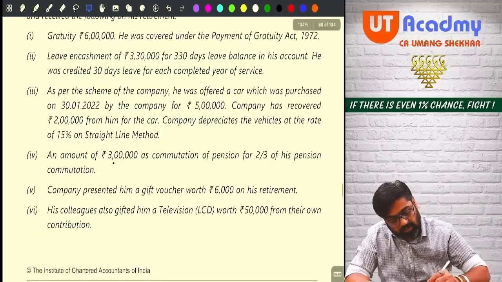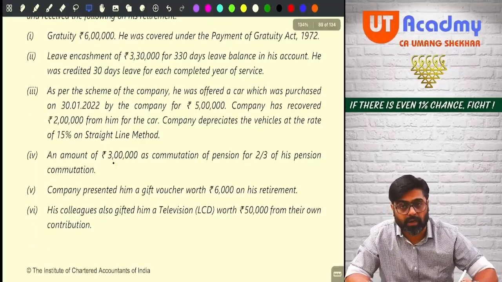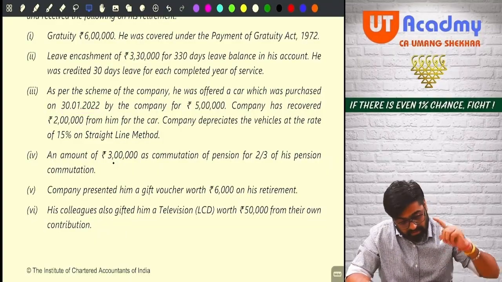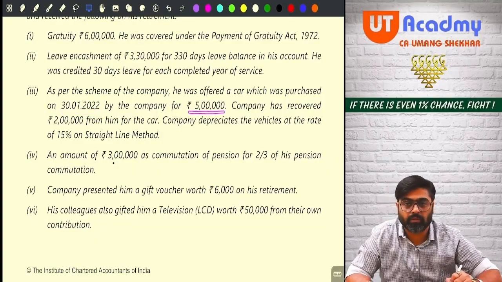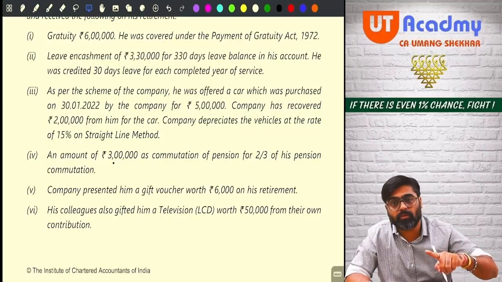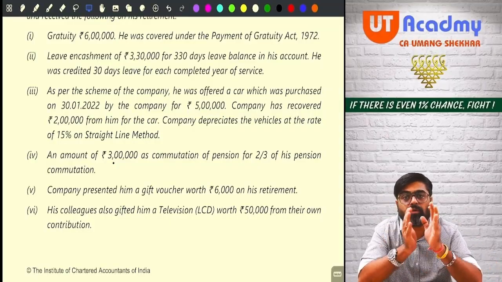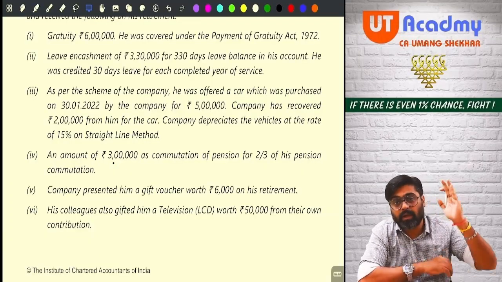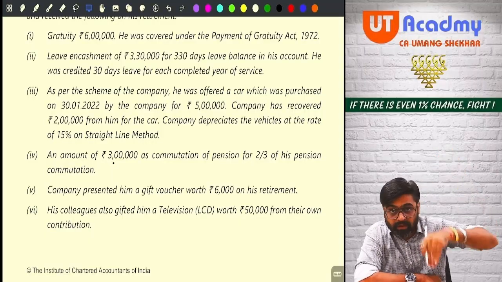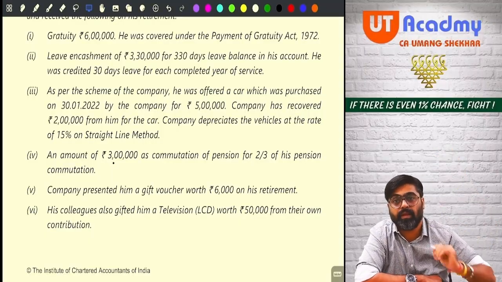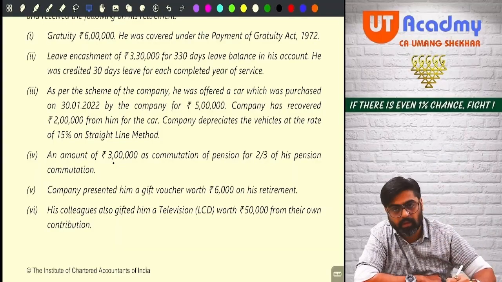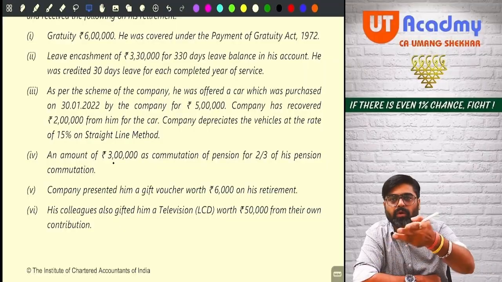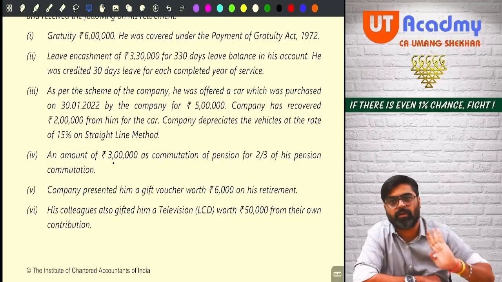Then as per the scheme of the company, he was offered a car which was purchased on 30th of January 2022 by the company for rupees 5 lakhs. So this 5 lakh rupees was the actual cost of the car to the company. And the company bought this car in 2022. This car was offered to him, meaning this car was sold to him when he was getting retired. The company told him at the time of retirement, you want to take this car from us, take this car from us.